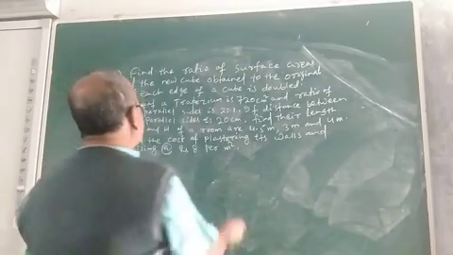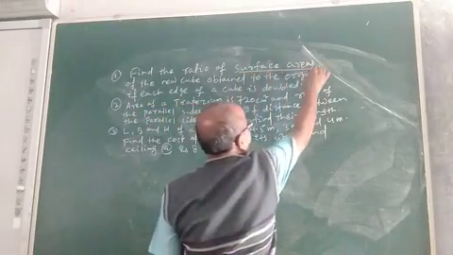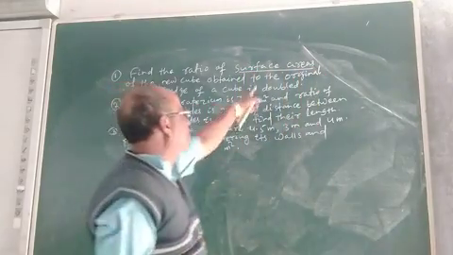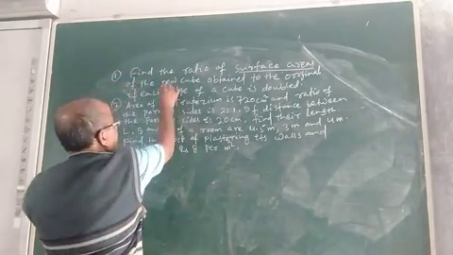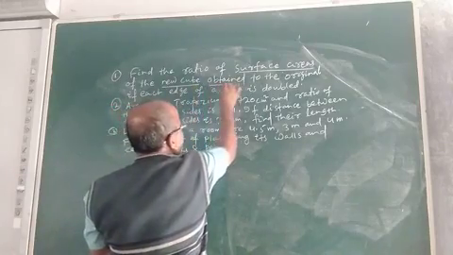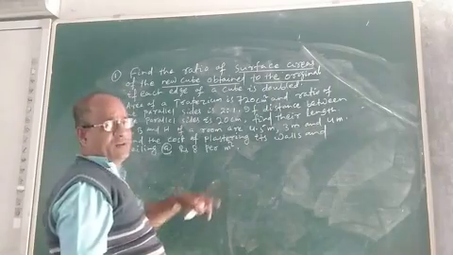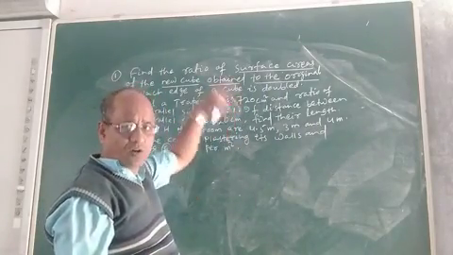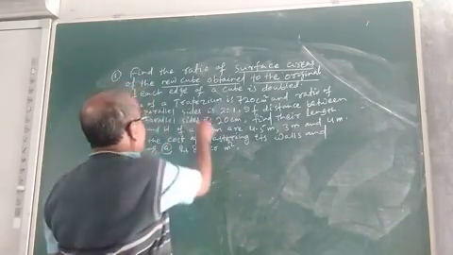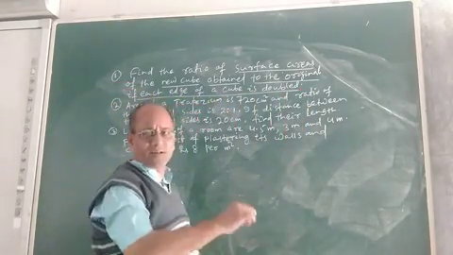Suppose there is a question. Find the ratio of surface areas of the new cube obtained to the original. That means what is the ratio of the surface area of the new cube to the original cube if each edge of a cube is doubled? So what does it mean?